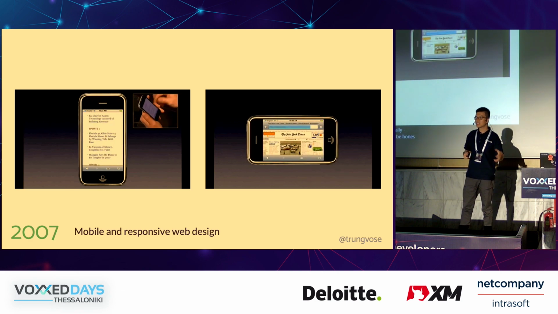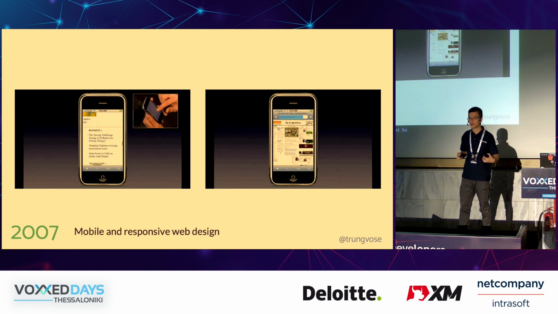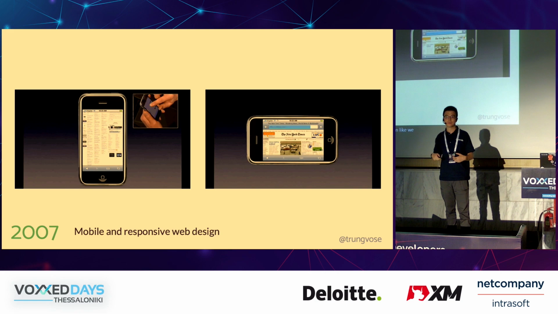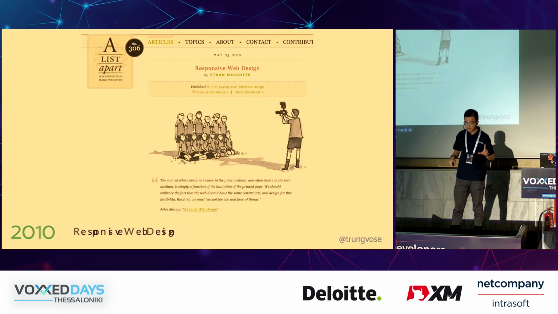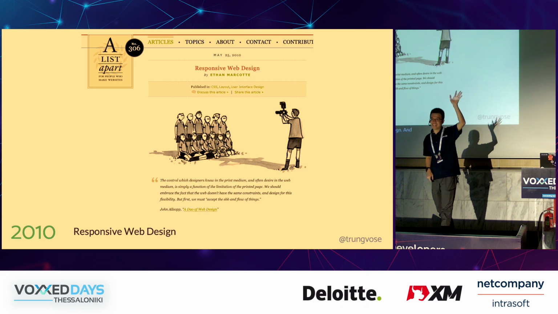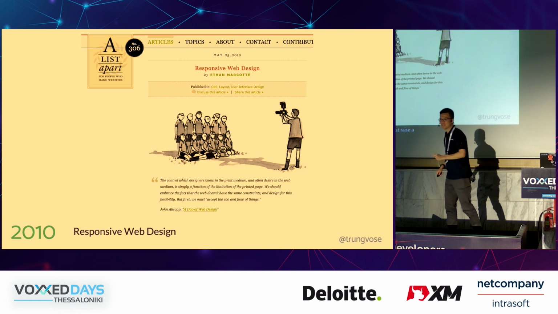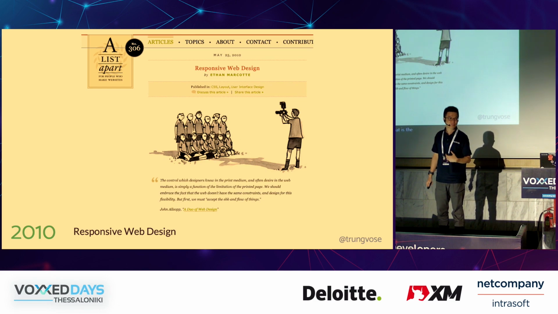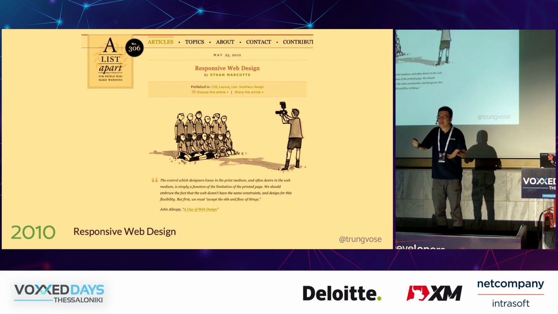So that really set the discussion that we should have a unified experience on mobile and on desktop, the same. And in the year 2010, there was an article called Responsive Web Design. Have you read this article? Just raise your hand. Okay, that's 1, 2, 5. So that article set the term responsive web design. Before that, we could call it whatever.